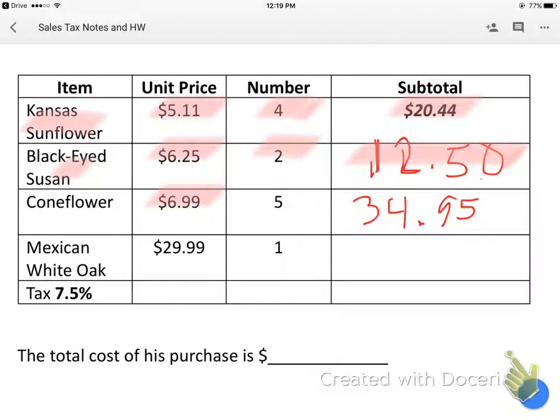Your cone flowers, which are 6.99 times 5, which are 34.95. And then we have the Mexican white oats, which are 29.99 times 1. So there's only one of those, which makes the multiplication pretty easy, which is 29.99. So these are all your subtotals for your individual ones. But do you pay individually, or do you just add all your stuff together? Well, we just add all our stuff together. So when we add all these numbers together, we get 97.88.